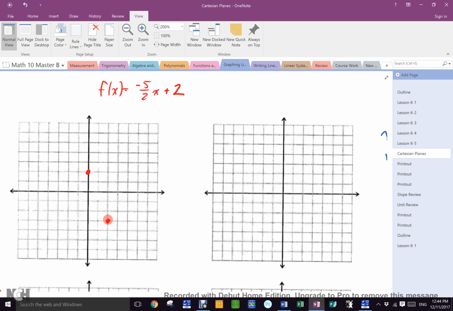Now, how many dots really should I have to make sure it's a straight line? 3. Because if I put a dot right there, is that a straight line? No. So I'd better check. Where's the next dot that I can put to make sure this is a straight line? Nick. Up 5 and 2 to the left. Does everybody understand?